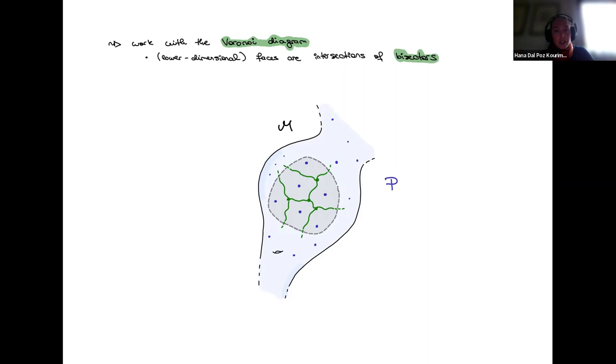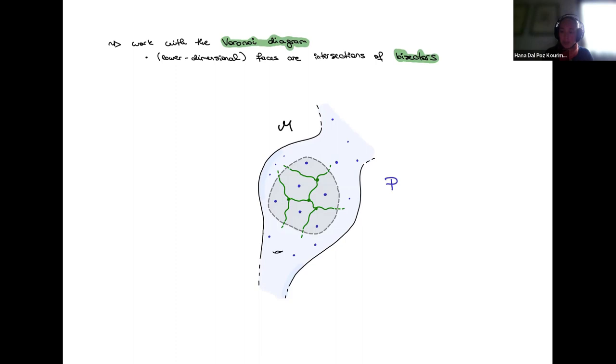Remember, the Voronoi cells, first of all, are the sets of all points that are closer to one point of the point sample than to others. This means in particular that the intersection of these cells, meaning the lower dimensional faces of the Voronoi diagram, must lie on intersections or on bisectors of the pair of points in the diagram. What do I mean by that?